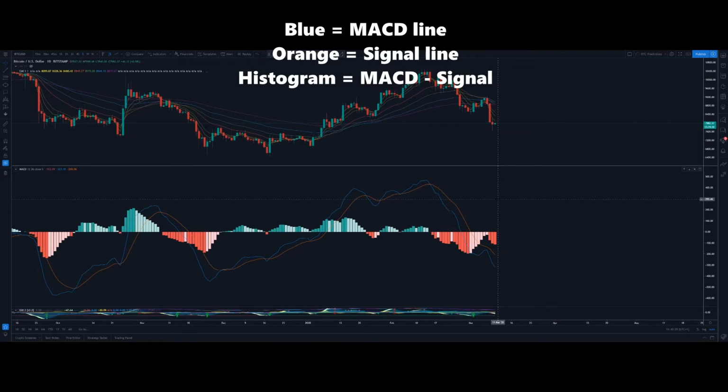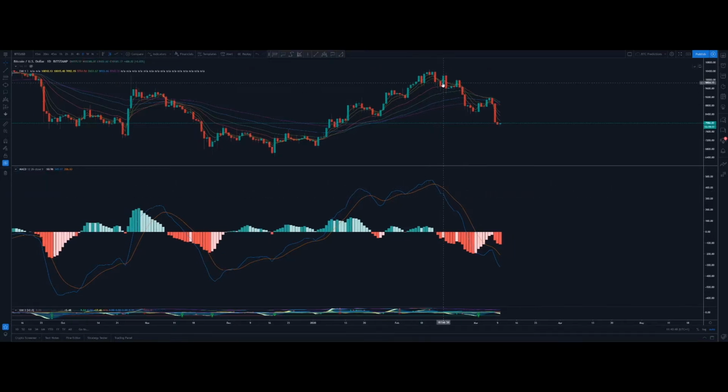Well, how can we use this? As you can see here, the MACD crosses with the signal line, and this is a very bearish signal, and as you can see, the price dropped pretty much immediately afterwards. You can also see on the histogram that the trend has become bearish.